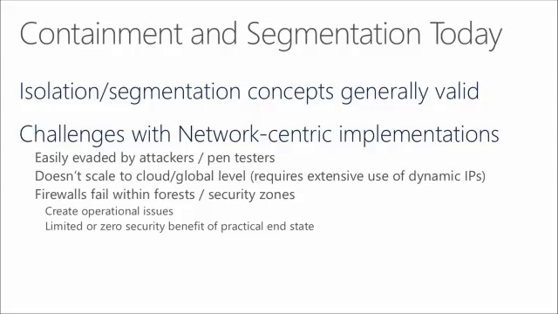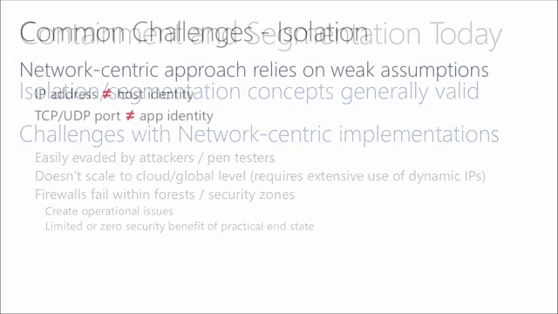These IP as an identity really doesn't scale to the cloud and global level. And then within a forest, or an environment, or what we call a security zone, some organizations are creating issues by trying to apply firewalls there when they simply don't work from a purely operational standpoint. We'll talk about how we're recommending to do things differently.